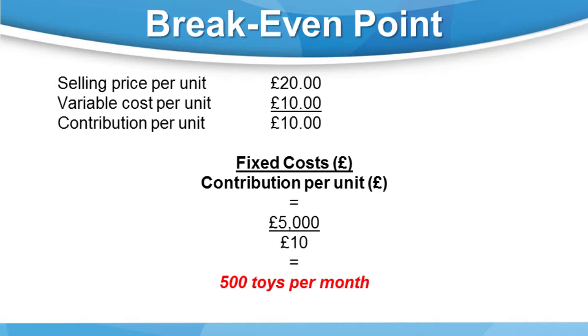If we sell 500 units at £20 each, we will make £10,000 sales income. But we know the variable cost will be 500 times £10, which is £5,000. This leaves a total contribution of £5,000, which is just enough to cover the fixed costs of £5,000.